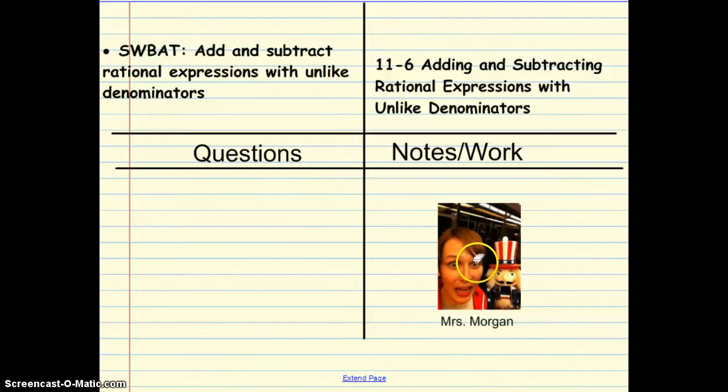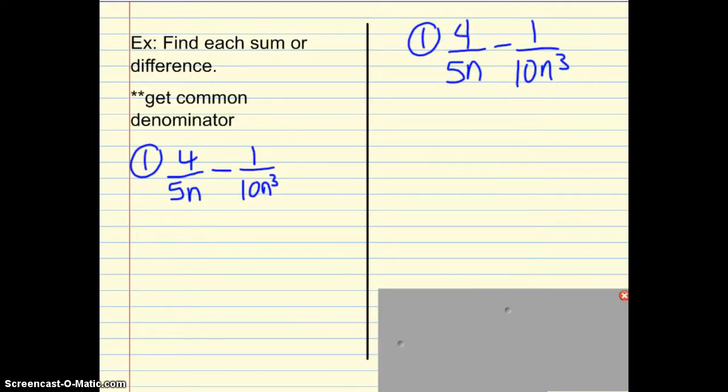Hi everyone, this is Mrs. Morgan with 11.6, adding and subtracting rational expressions with unlike denominators. At the end of this lesson, you will add and subtract rational expressions with unlike denominators. The important thing is to get a common denominator.